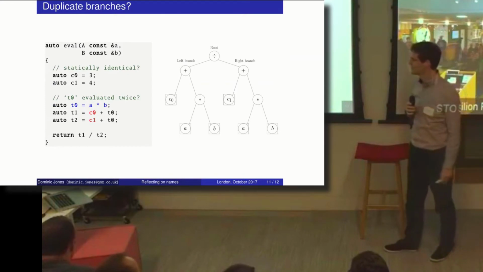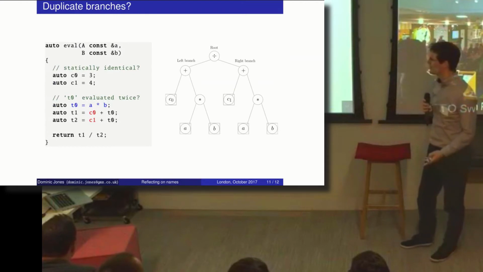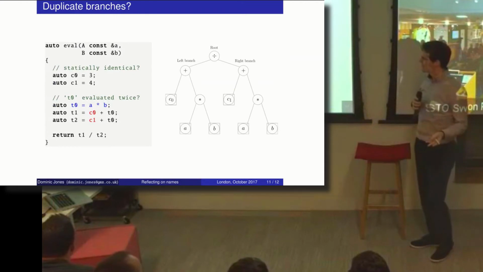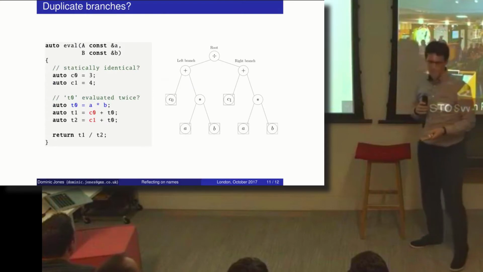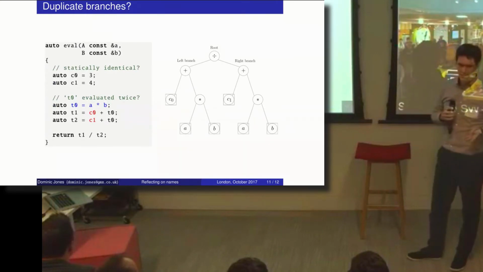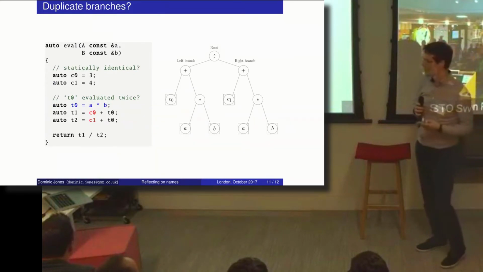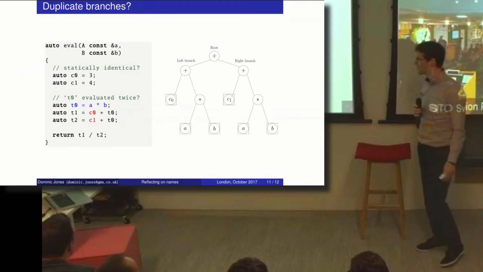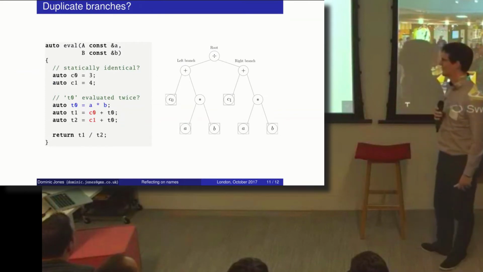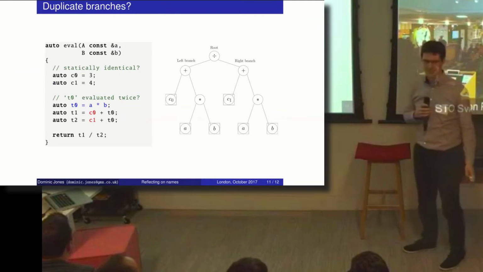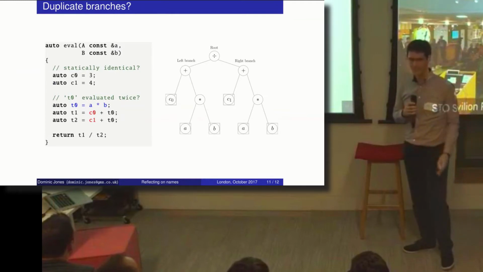Suppose you've got a function, and you've got the expression tree to its right. And the question is, is the left branch the same as the right branch? From the point of view of compile time analysis, they are the same. Type-wise, they're identical, but numerically, they're not identical. And this is tedious to work around.